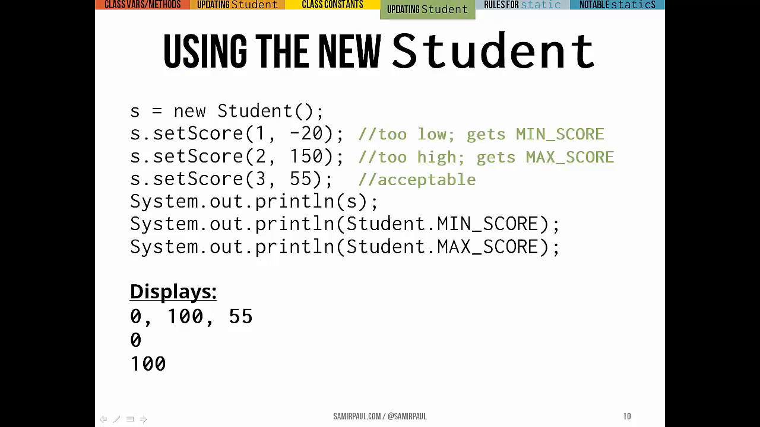So an example of how we might use this: if I make a new student object called s, I try to set its score to -20 or to 150. Both of those are outside the possible range from 0 to 100, so we'll end up getting MIN_SCORE here and MAX_SCORE here, and 55 works just fine. That's within the bounds that we set. Then if I print the student object, the way the toString method is defined, it's going to print 0, 100, 55, 0 being MIN_SCORE, 100 being MAX_SCORE, 55 being the one that worked. And if I print the class constants themselves, which I made public, so I didn't actually have to make a getter for them, I can do Student.MIN_SCORE, Student.MAX_SCORE.